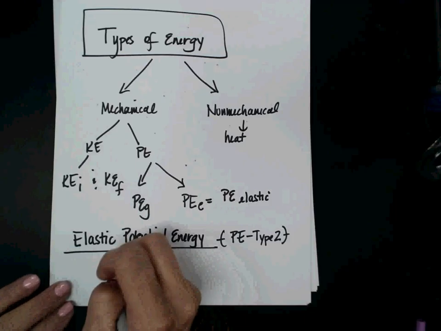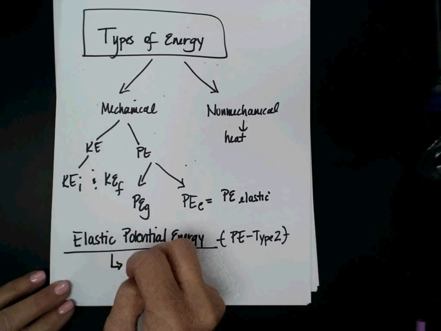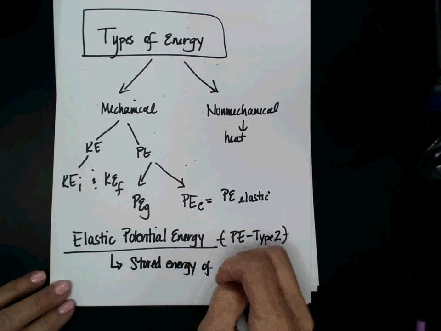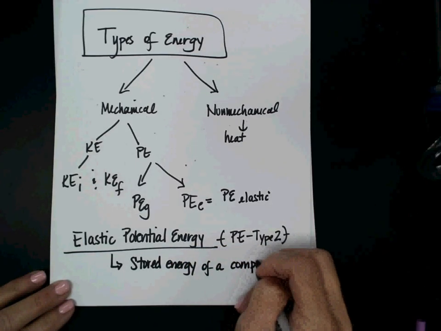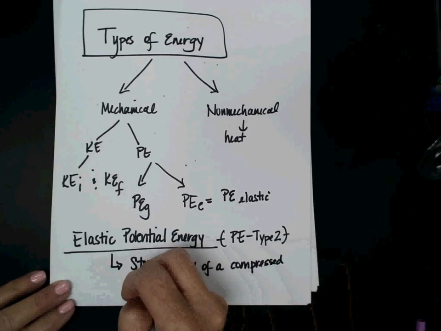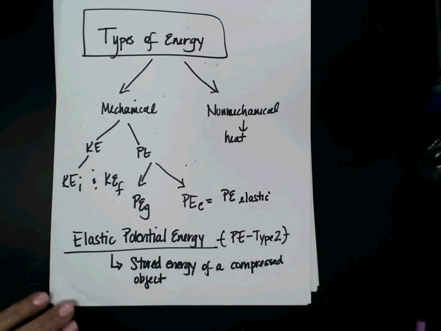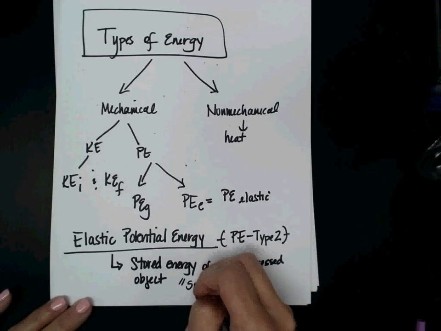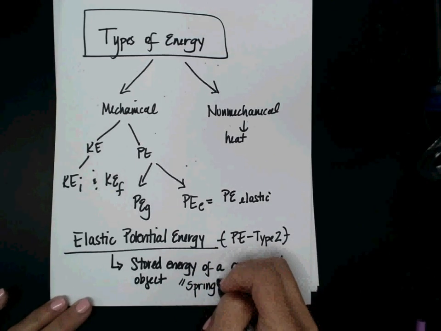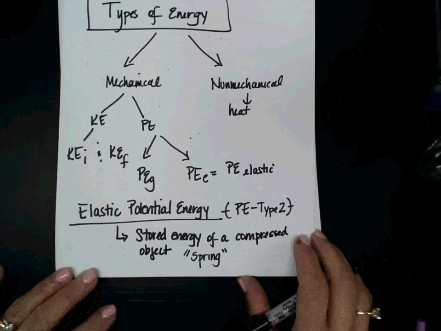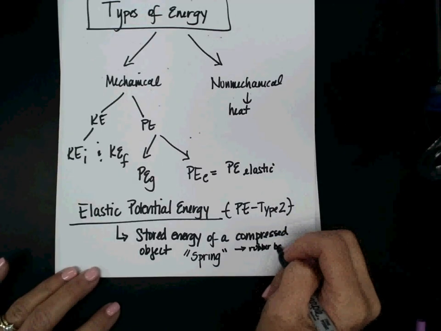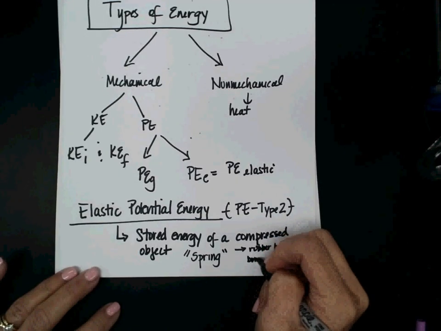This is stored energy of a compressed object. And usually the compressed object, when they talk about it, even though there are lots of different things it can be applied to, most commonly it's a spring that we're looking at. You might use it in a lab with a rubber band, or in a situation with something like maybe a bungee cord.